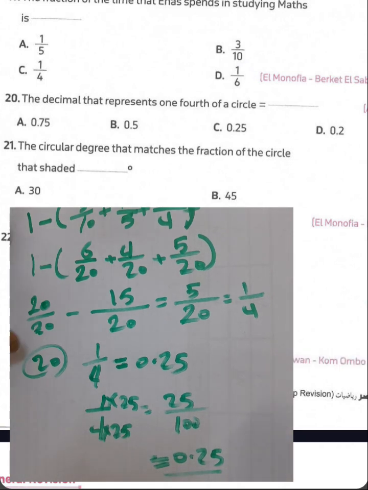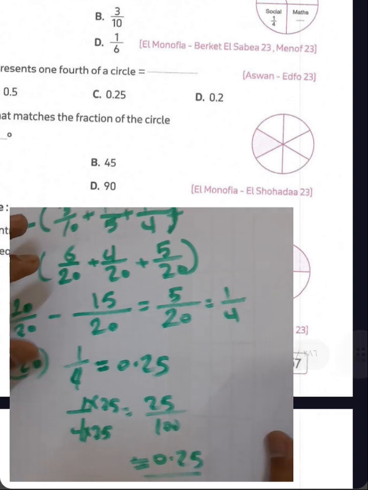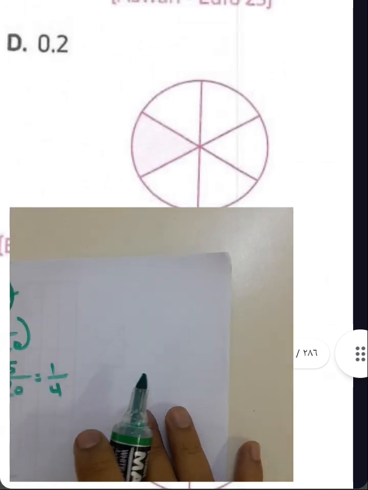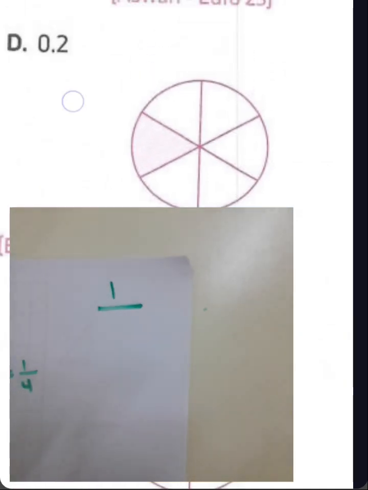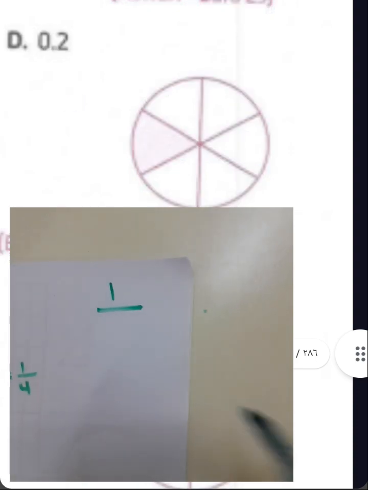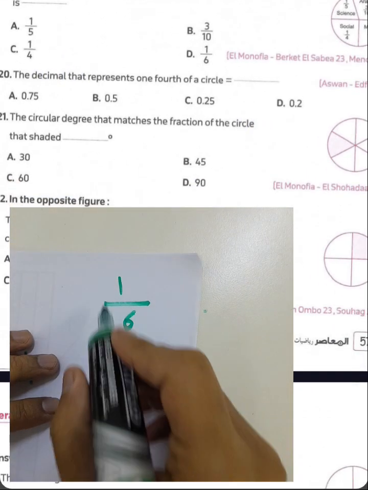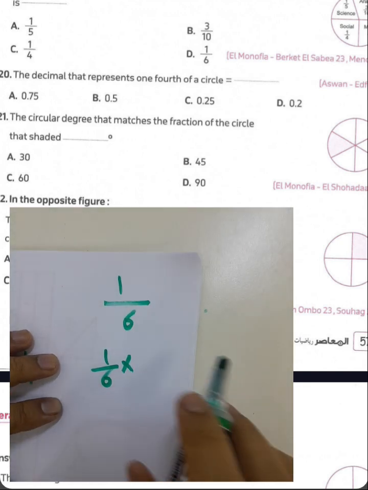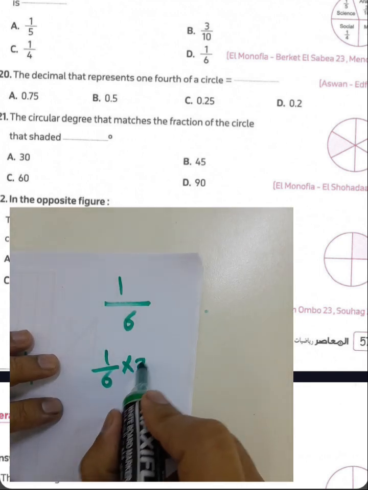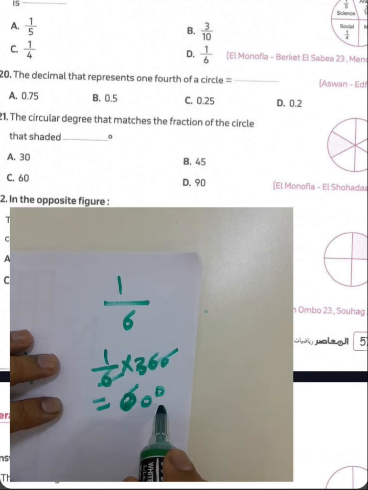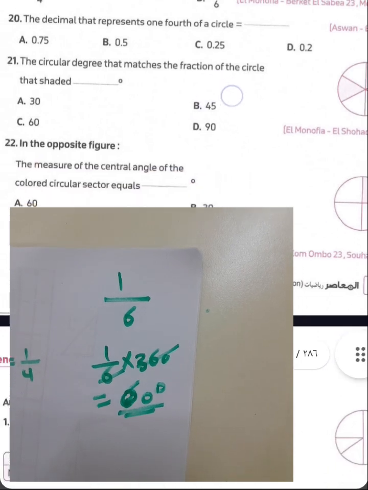Question 21, the circular degree that matches the fraction of the circle's shaded part. You can solve this example by looking at how many parts are colored. He colored one part from how many parts? 1, 2, 3, 4, 5, 6. So 1 over 6. And we want to find the circular degree. You can find it by multiplying this fraction by the measure of the full angle of the circle, 360. Then the result will be 360 divided by 6 equals 60 degrees. You can write 60 degrees here, question letter C.